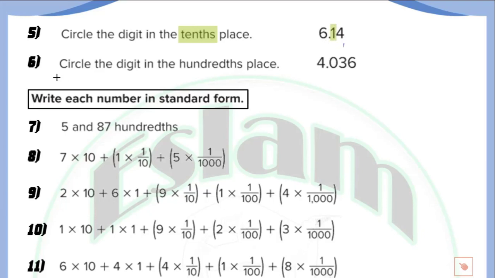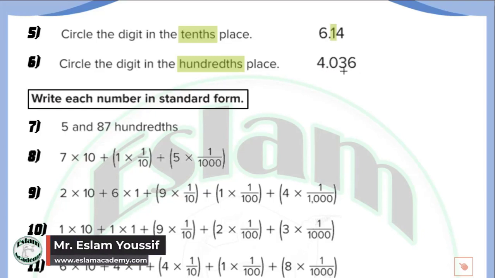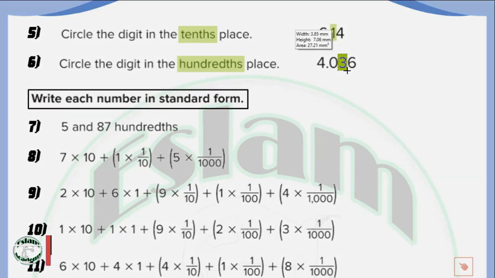In question number 6, we need to circle the digit at the hundredths place. Since we need to find the digit in the hundredths place, it means we need to talk about the decimal part. So I will start from the decimal point, then go to the right. The first digit after the decimal point is called the tenths place. After that, we have the hundredths. So the digit that we need is 3.